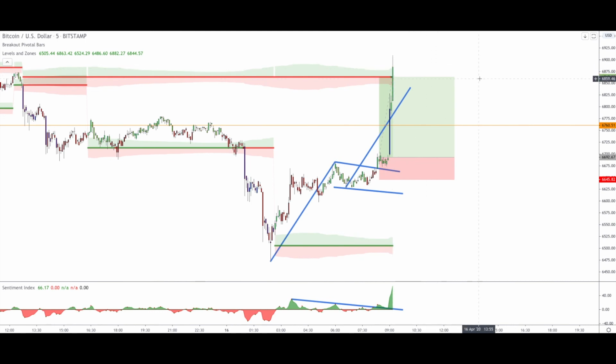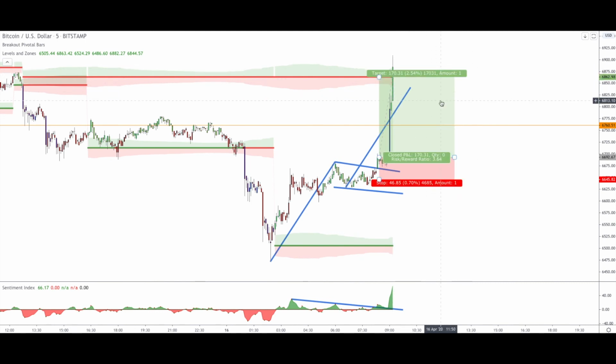So we got home our money, and the trade is now closed with a more than 3.5x return. So it's very great for this kind of setup. It's a very great return, so I'm super happy about this trade.